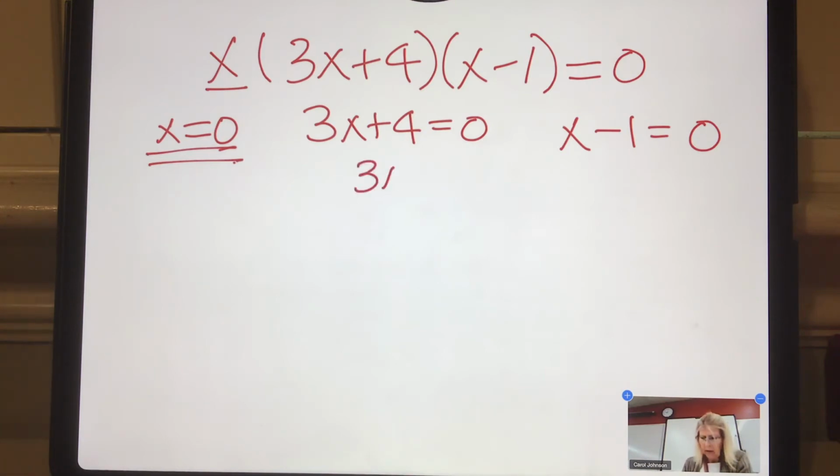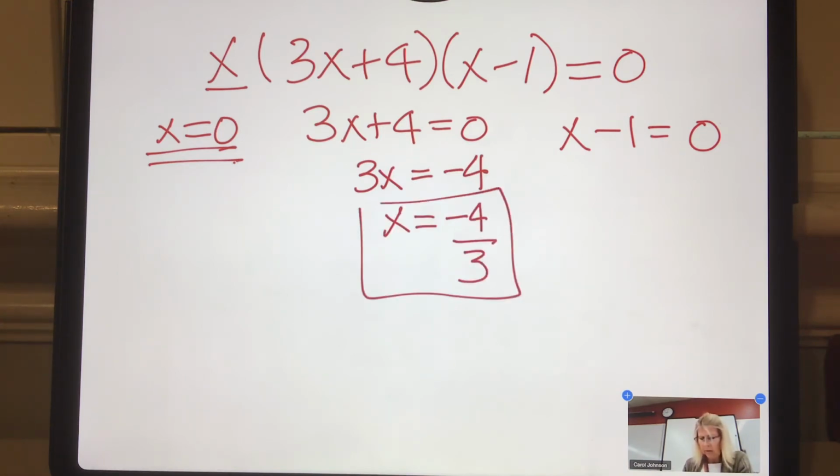This one you would have, where does 3x equal negative 4? Because you move the 4 to the other side. So where does x equal negative 4/3? That's your second answer. Third answer is where x is equal to 1. Any questions about that right now?